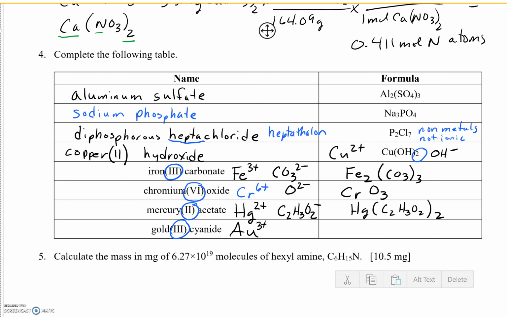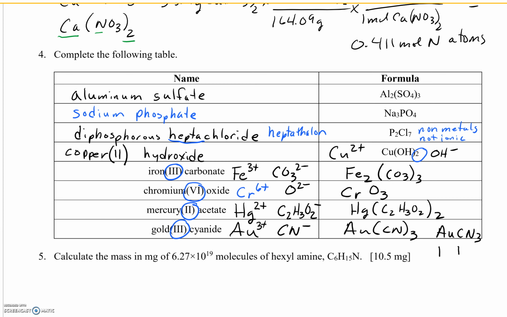The cyanide ion is another one you're supposed to know. Cyanide is CN-. So the formula for gold 3 cyanide is Au(CN)3. Make sure you have parentheses around the cyanide. An answer of AuCN3 without the parentheses shows that there's 1 gold ion, 1 carbon atom, and 3 nitrogen atoms. The parentheses are necessary to show that it's 3 cyanides.